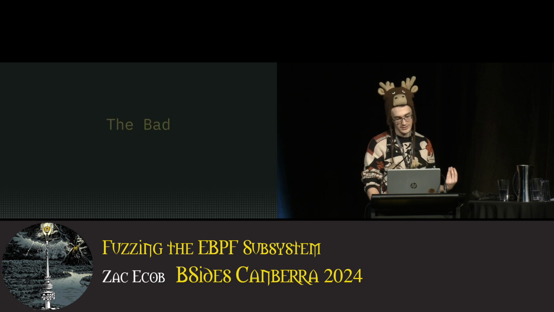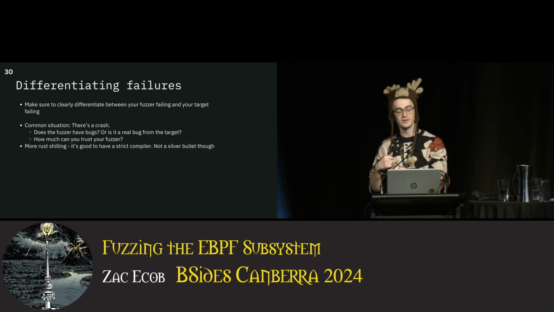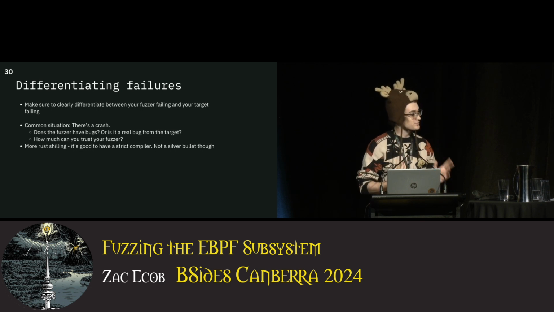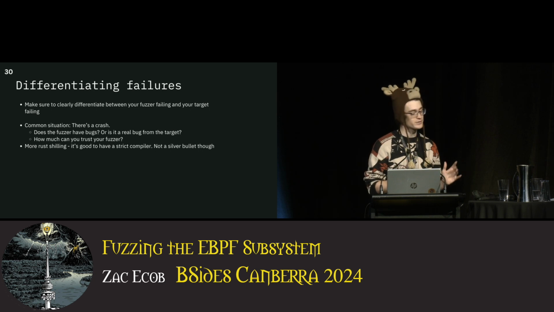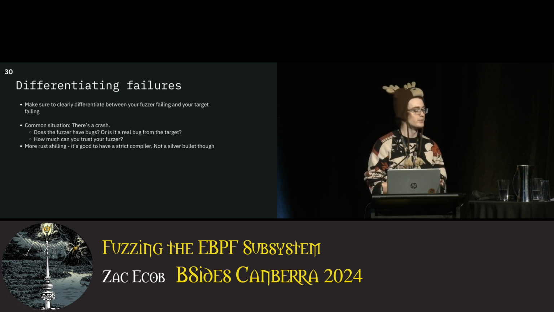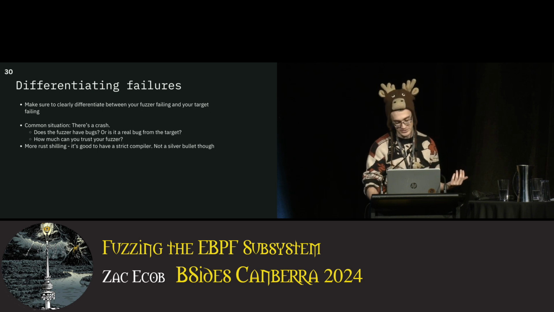Now onto the bad and the stuff I messed up. Differentiating failures. Please, please, please make sure to clearly differentiate between your fuzzer failing and your target failing. If your setup crashed, what's happened? Have you found a real bug, or does the fuzzer have bugs? How much can you trust your fuzzer? Once again, shilling a little bit of Rust, I really like having a strict compiler because you have a stronger sense of trust in your program. But it's not a silver bullet, of course. We haven't made a programming language that makes you think about stuff logically correctly yet.